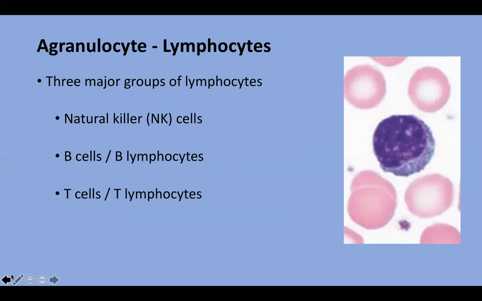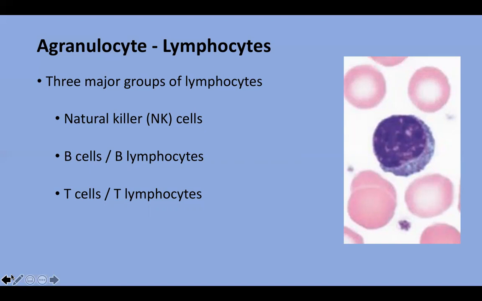The first one is the natural killer cell, or the NK cell, which, if my son can hear me in his room, his natural killer cell is his favorite name for a white blood cell. It is kind of very dramatic, natural killer cell.